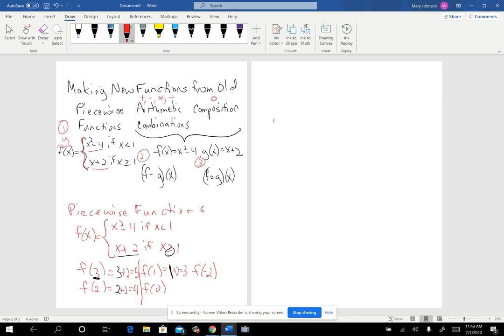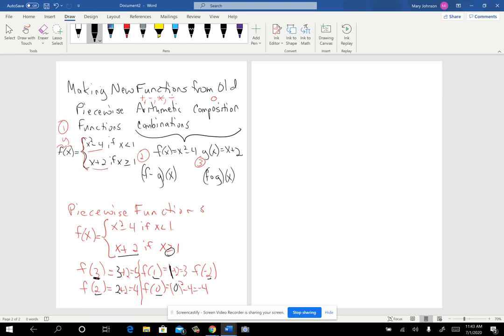Now, when we get to f of 0, the x of 0, that's less than 1. So that means I have to use the top rule. So that means I'm going to do the 0 here. Then I'm going to square it and subtract 4. So I'm going to get a negative 4 on that. Okay, so these values in here are x's.